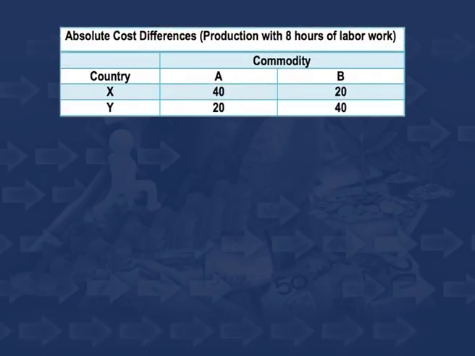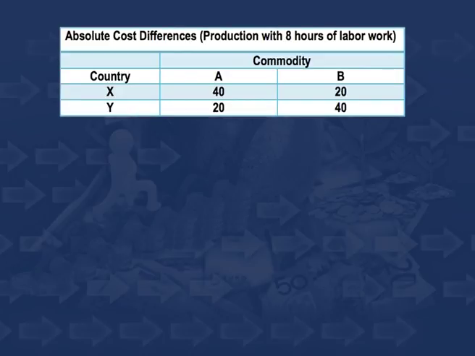Let's understand the concept of absolute cost differences with the help of an example. We assume that there are two countries, X and Y, and two commodities, A and B. Both countries can produce both commodities. The production of both commodities is done with 8 hours of labor work, which is depicted in the table. Country X can produce 40 units of commodity A and 20 units of commodity B with 8 hours of labor work. Country Y can produce 20 units of commodity A and 40 units of commodity B with 8 hours of labor work.